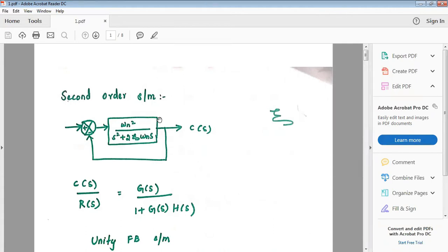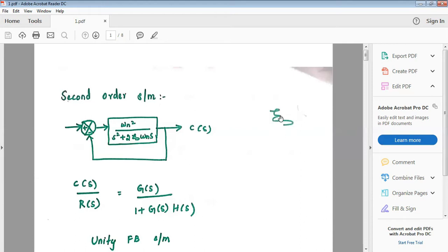So looking into this figure, the power of the denominator term s is equal to 2, so it can be represented as a second order system. So we have to find out the transfer function of the system. Here the gain is equal to omega n square divided by s square plus 2 zeta omega n s. So this value is nothing but zeta, right?